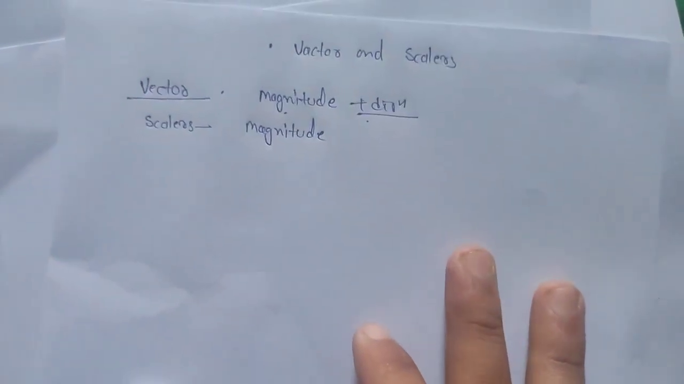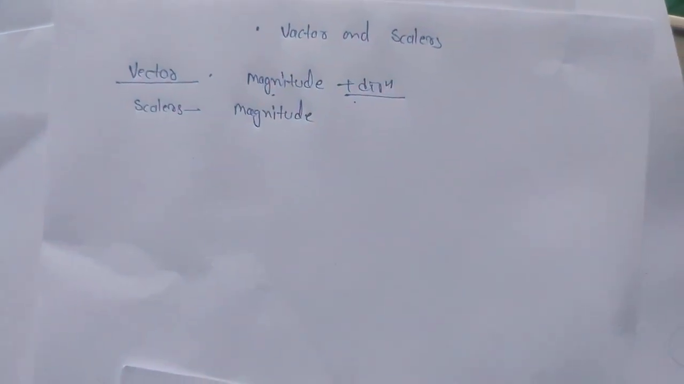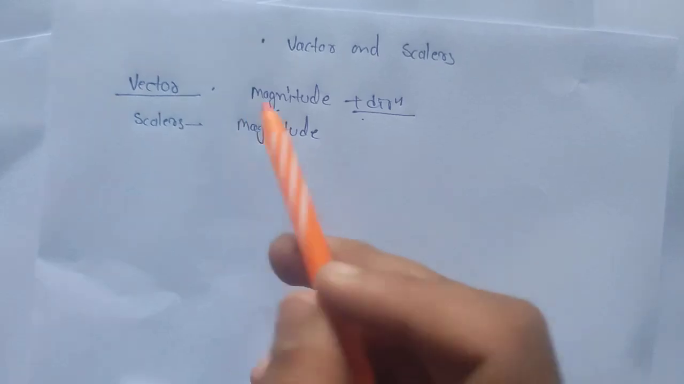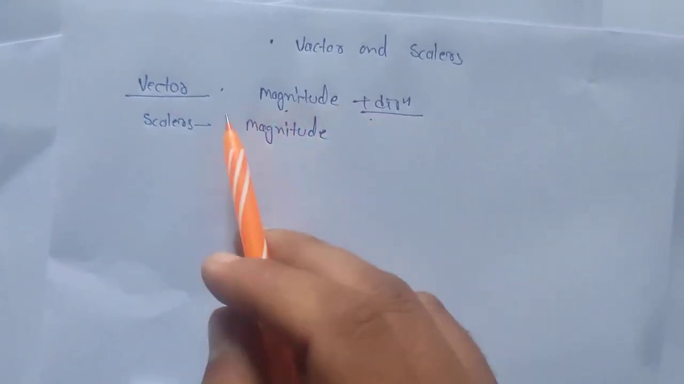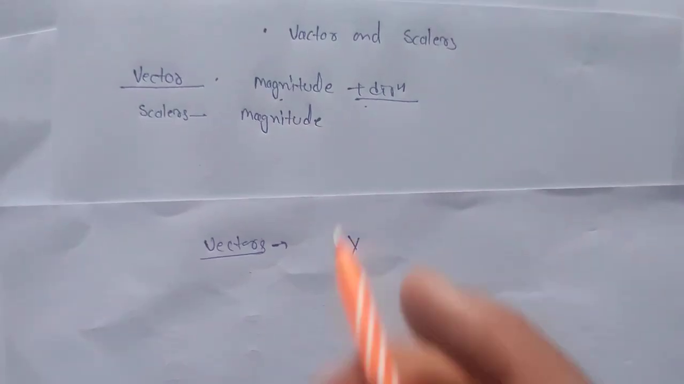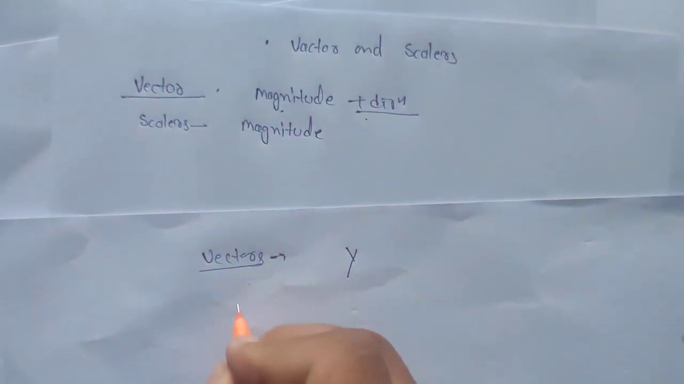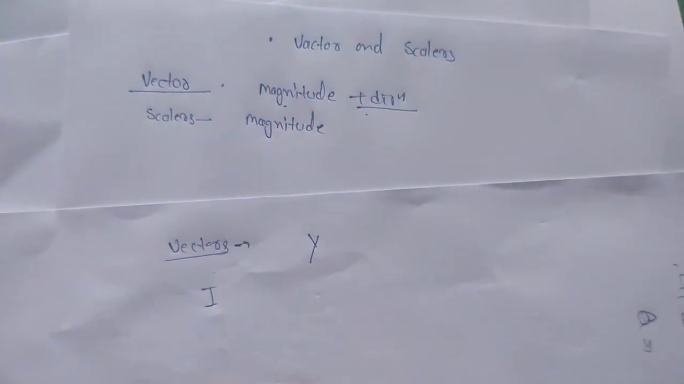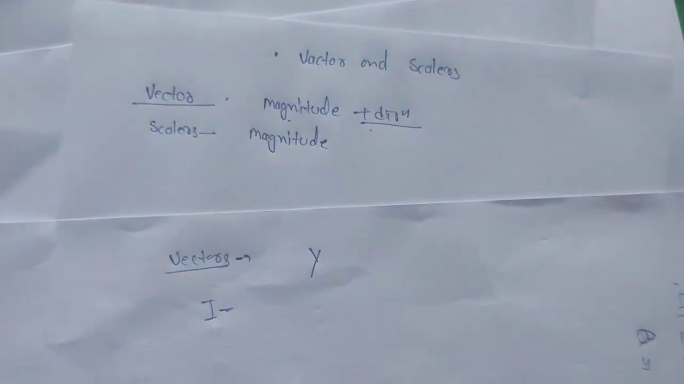Let's understand our new topic, which is vectors and scalars. Vectors have magnitude plus direction, and scalars have only magnitude. For understanding, let's say I'm using vectors, for example, if I denote the vectors.